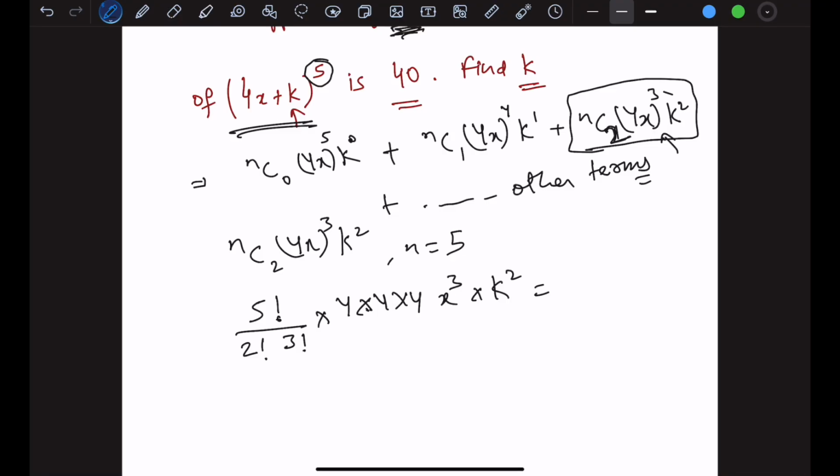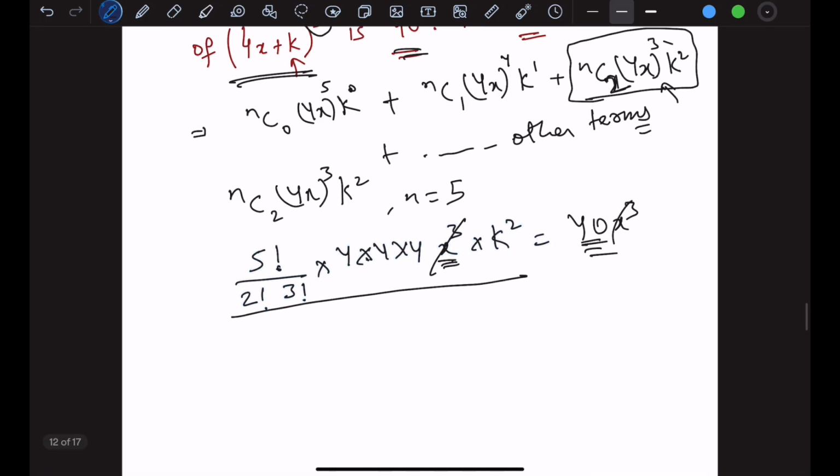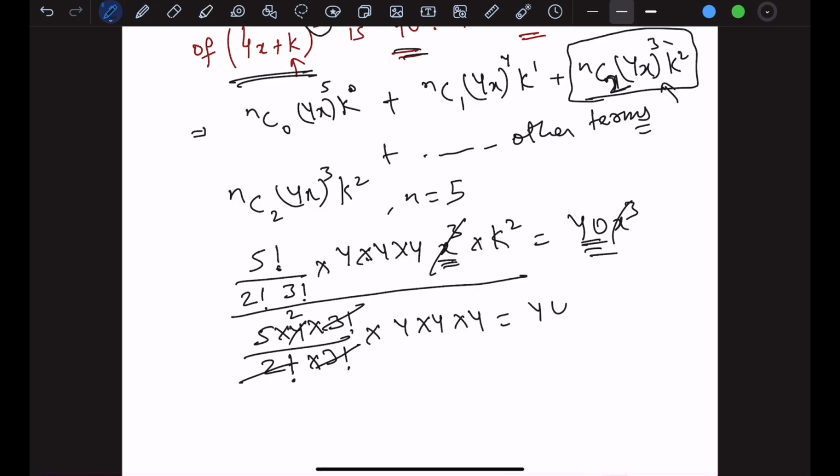Equal to, what is the coefficient? It's 40. So it should be equal to 40x cubed, because 40 is the coefficient of x cube, and on the left side I have written x cube, so it will be equal. So I can remove this. So this numeric part should be equal to 40. When we solve this, we get 5 into 4 into 3 factorial divided by 2 factorial into 3 factorial. This 3 factorial can be cancelled out. 2 factorial is 2, so this 2 can be cancelled with 4. It will become 2 into 4 into 4 into 4 equal to 40 into k square.